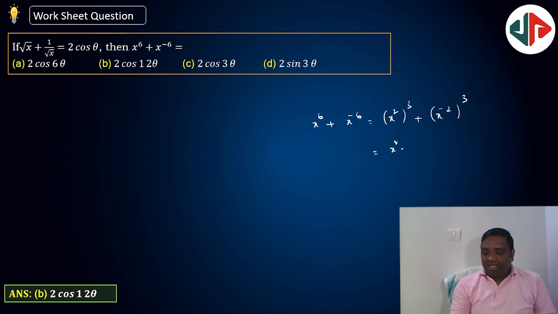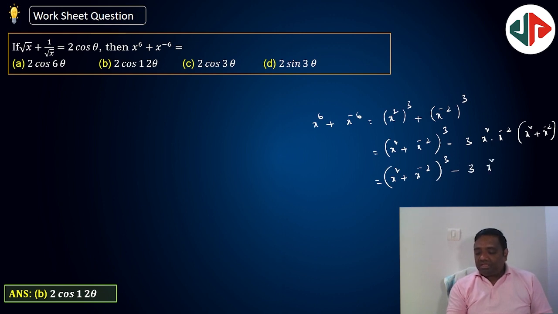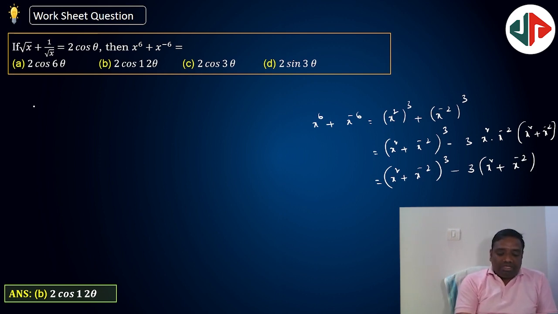We can rewrite this as x square plus x power minus 2 whole power 3 minus 3 times x square into x power minus 2 into x square plus x power minus 2. A cube plus b cube means a plus b whole cube minus 3 times a times b times a plus b. So if we simplify, it is x square plus x power minus 2 whole power 3 minus 3 times x square plus x power minus 2. If you know this value, your question is complete. So how to find this value?